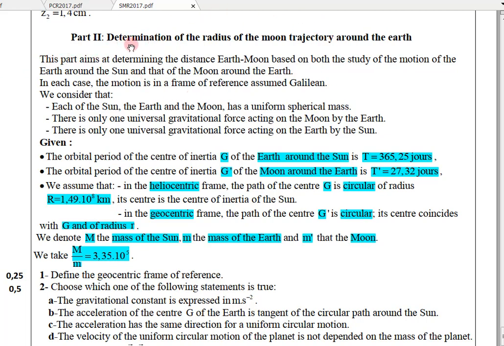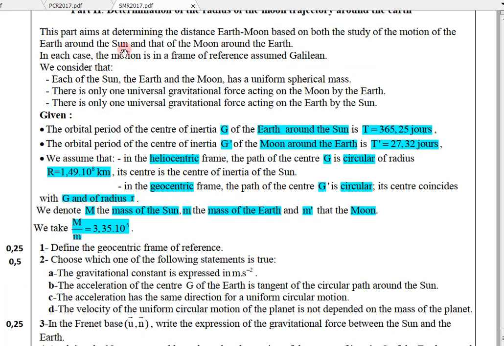So this part aims at determining the distance Earth-Moon based on both the study of the motion of the Earth around the Sun and that of the Moon around the Earth. In each case, the motion is in a frame of reference assumed Galilean. Okay, so we consider that each of the Sun, the Earth, and the Moon has uniform spherical mass. There is only one universal gravitational force acting on the Moon by the Earth, and there is only one universal gravitational force acting on the Earth.